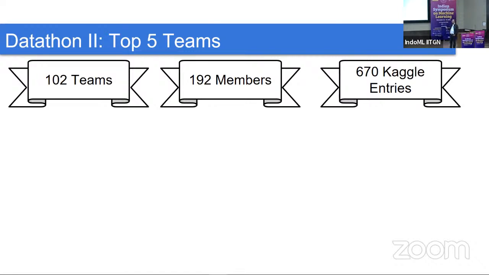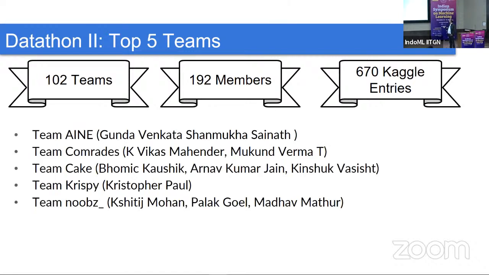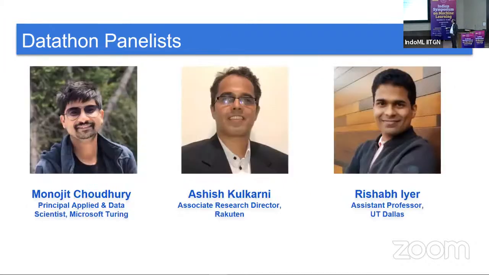And among those teams, the top 5 teams are here, right? Team Ain, Gunda Venkata Sharmukha Sainath, Team Comrades, Team Cake, Team Crispy, and Team Noobs. And all of them today will present for 10 minutes or so. They will have 2-3 minutes. The audience and the panelists will have 2-3 minutes for questions. Based on that, we'll be judging the final things.